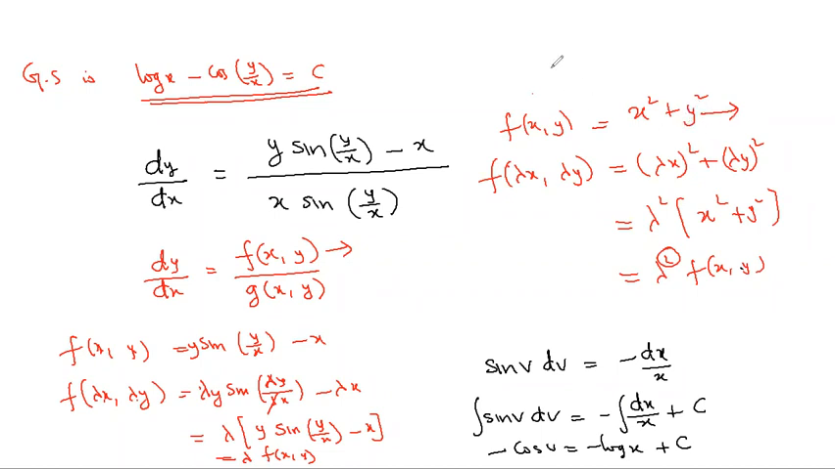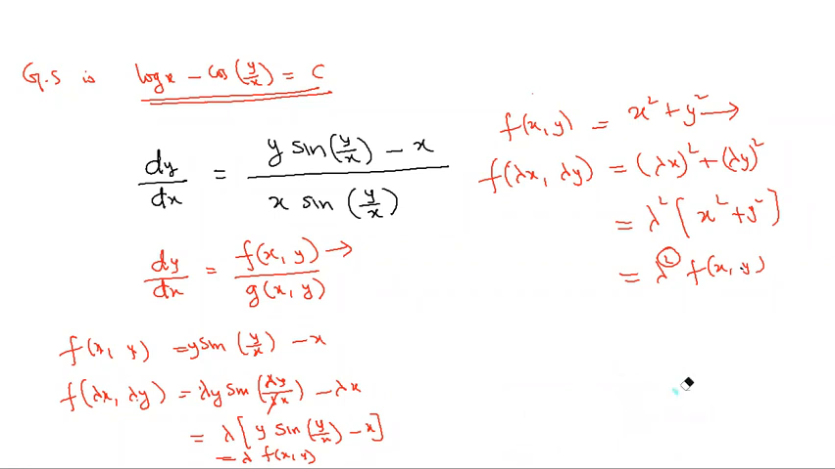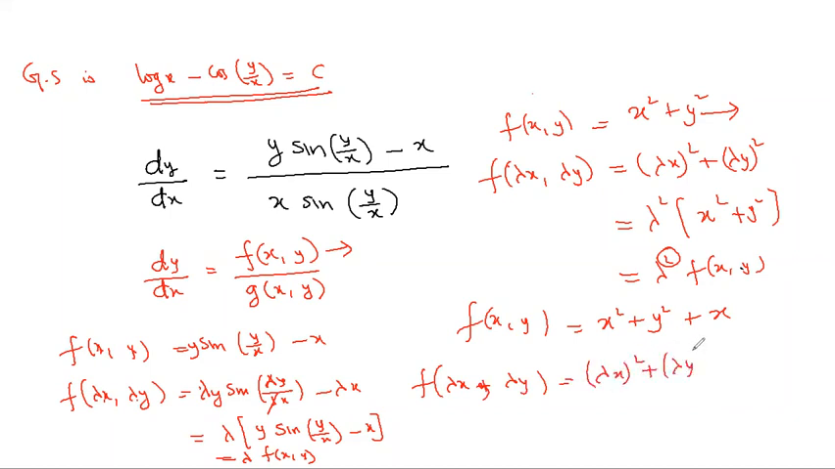Now compare this with what I'm writing next. I am going to write f of x, y as x square plus y square plus only x. Now if I replace x by lambda x and y by lambda y, you get lambda x the whole square, lambda y the whole square, and here you get only lambda x. So if I take lambda common, it becomes like this. It is not equal to the function f of x, y. Therefore, this is not homogeneous. This expression is a non-homogeneous expression.